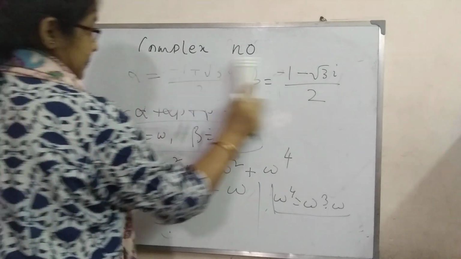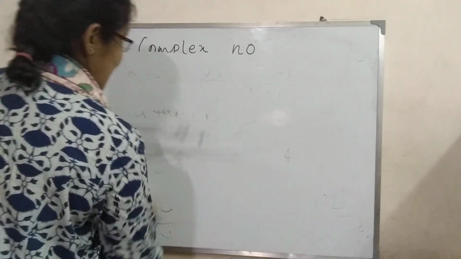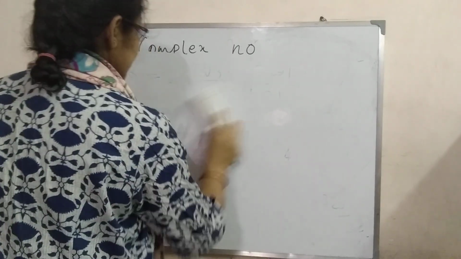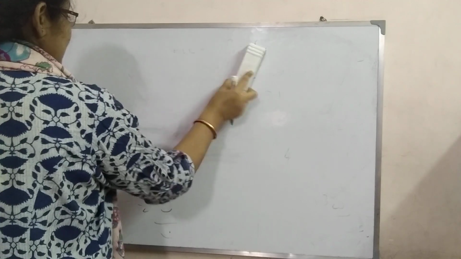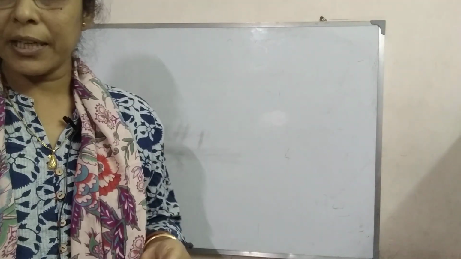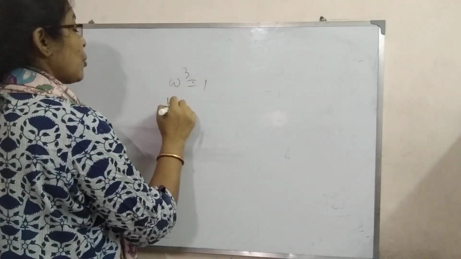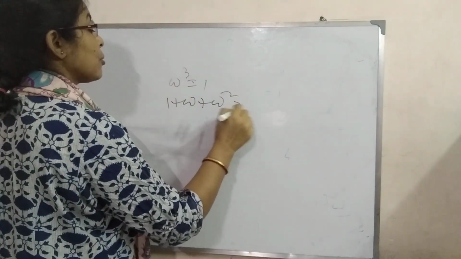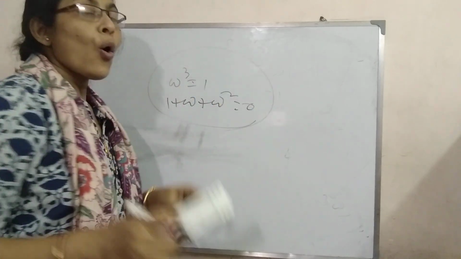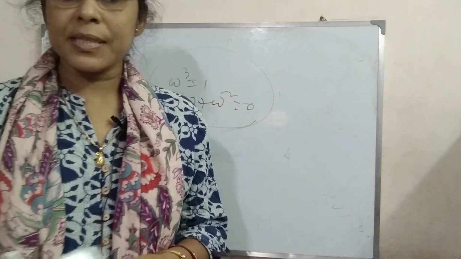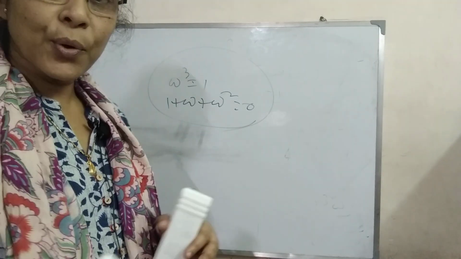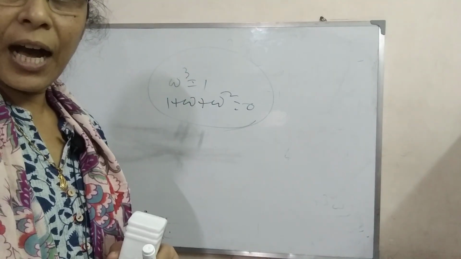So therefore I can prove alpha square plus alpha beta plus beta square equal to 0. Applying these formulas for the imaginary cube root of unity, that means omega cube equal to 1 and 1 plus omega plus omega square equal to 0, you can solve all problems related to omega. I am ending here.